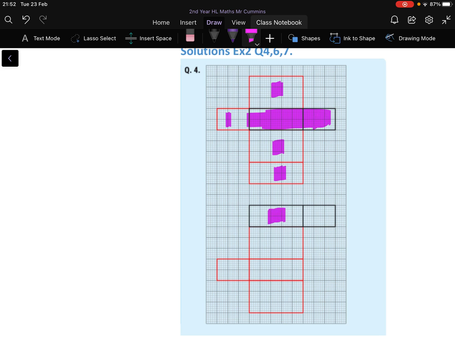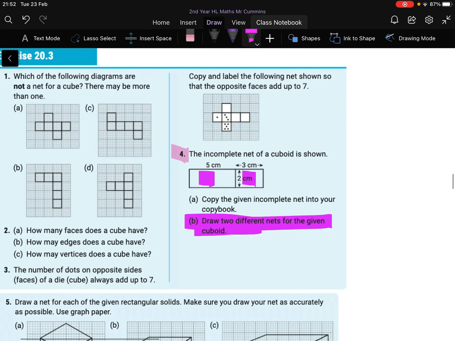But there's another way of doing it. Here's the bit that they gave you originally, and they've given you the same thing. So you need the same as that again, and then a top and a bottom. There's 2 ways, and there's an example of that exactly the same above to have a look at.